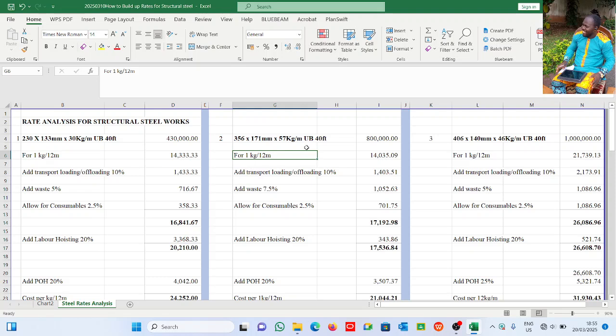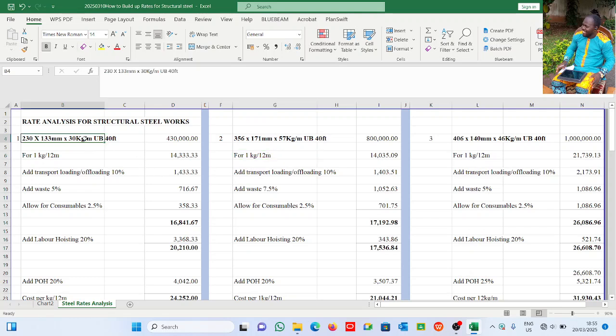Now basically, like I always say, rate analysis has three major components. You have the material component, you have the labor component, and you have the profit and overhead component. And where dictionaries are deployed, you state them also.